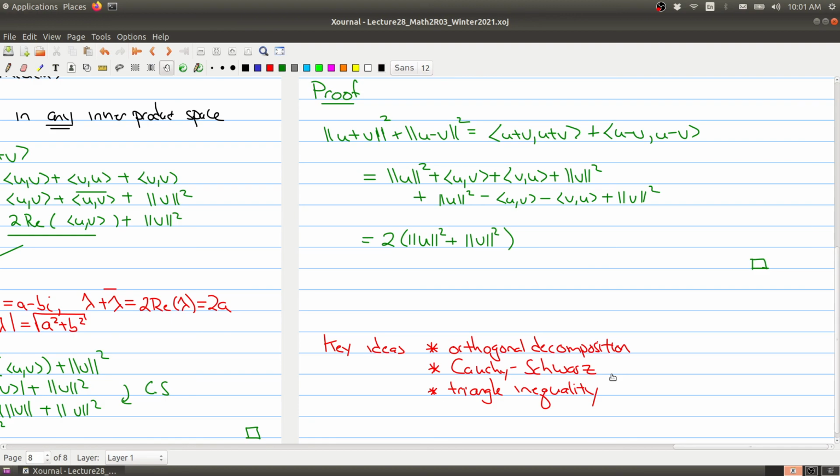So that's it for today. We'll continue our discussion next time where we use inner products to talk about the Gram-Schmidt process, which you would have seen in your first year linear algebra course.